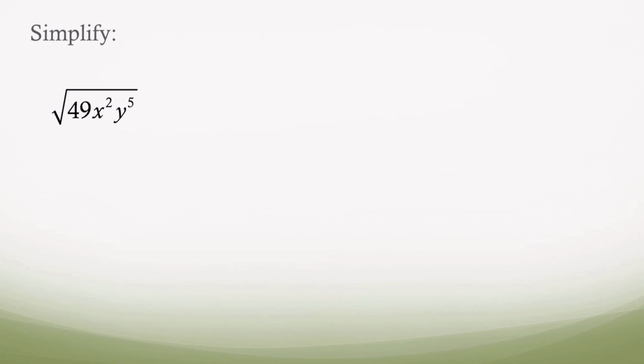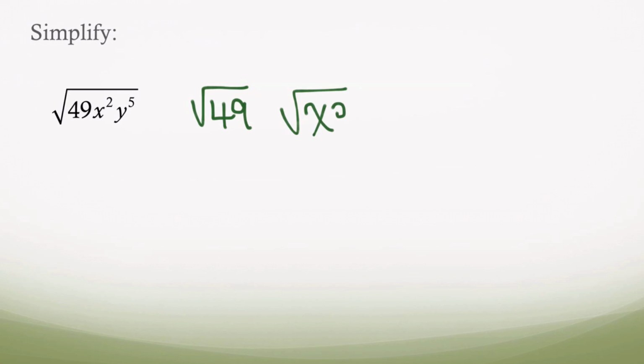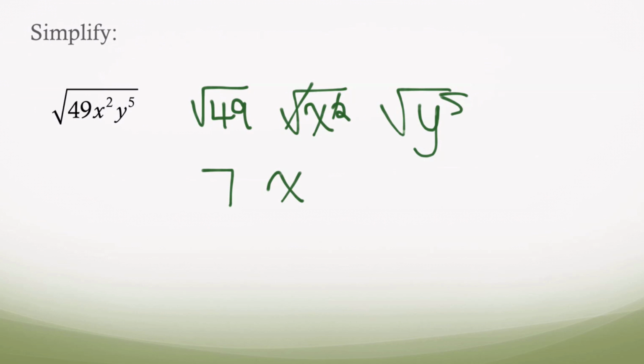Okay, the square root of 49x squared y to the 5th. Again, I treat everything separate. The square root of 49, the square root of x squared, the square root of y to the 5th. Square root of 49, that's nice and easy, that's just 7. Square root of x squared we just talked about. That's just x.